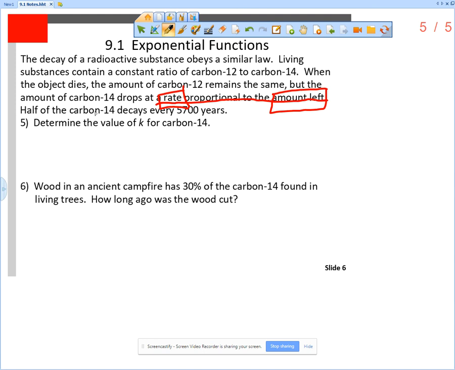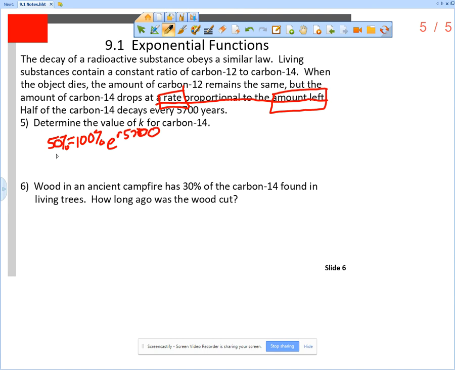So half of carbon-14 decays every 5,700 years. Determine the value of K, or r in this case, of carbon-14. All right, so what does that mean? Well, however much you started with, let's say you started with 100%, then you have 50% remaining after 5,700 years. So you'd say 50% equals 100% e to the r, or k, times 5,700. All right, and so now we want to solve for r, or k, or whatever.